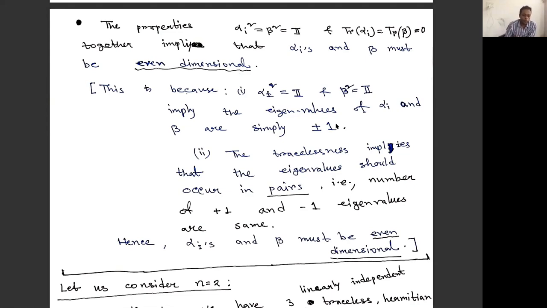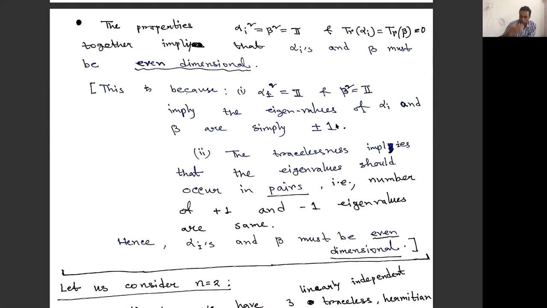If you're in 3 dimensions, for example, you can put 2 plus 1, 1 minus 1, or 1 plus 1, 2 minus 1. You cannot make the trace 0. Only in even dimension can you make it, right? You can have 2 plus, 2 minus. If you are in 4 dimensions, it could be 2 plus and 2 minus, and so on.